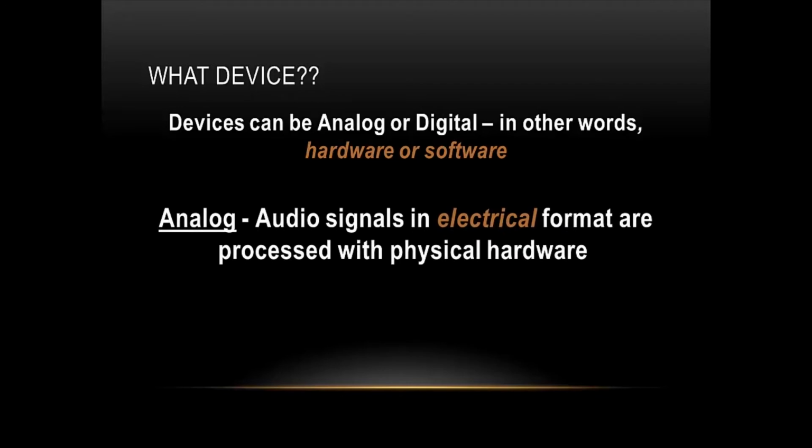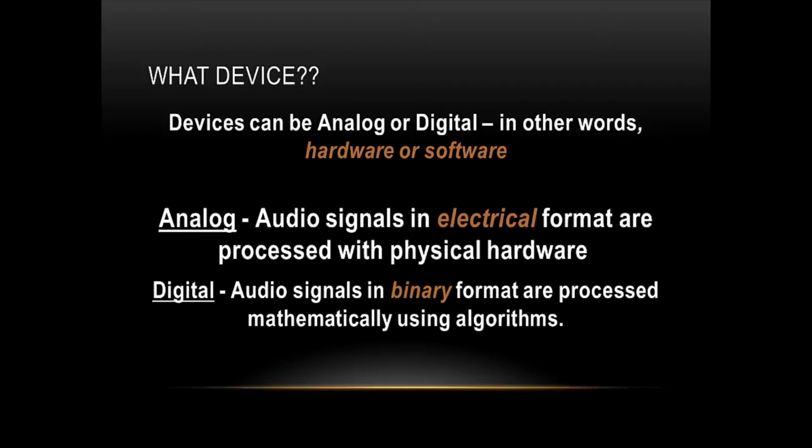In the good old days, there were only analog devices. Audio signals in electrical format will be processed with the help of physical hardware. There were the flangers, the reverbs, which modify analog data to create audio effects. After the digital era, you have audio signals in binary format, which are processed mathematically using algorithms.